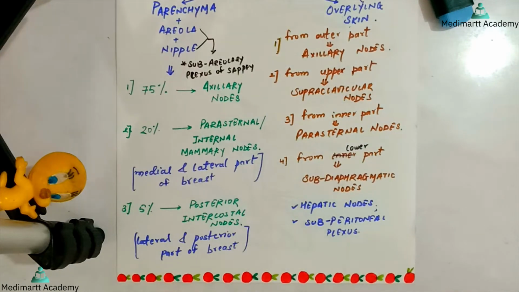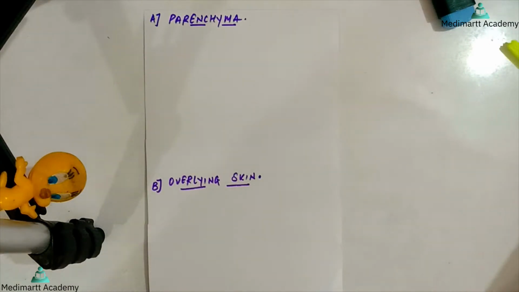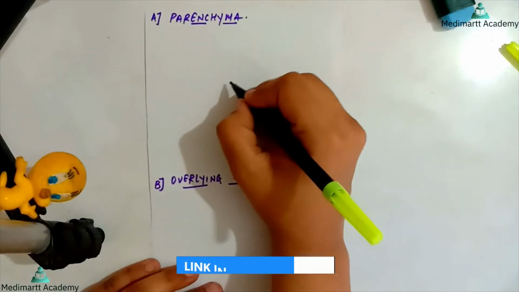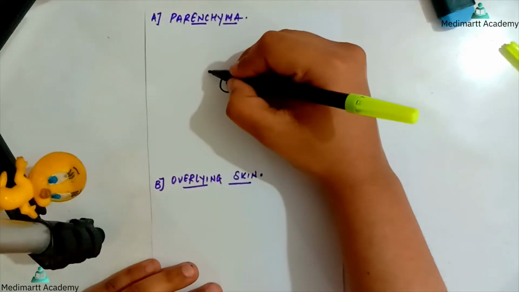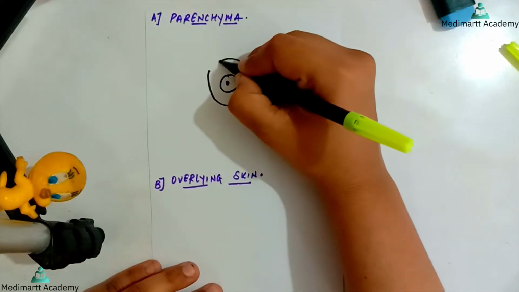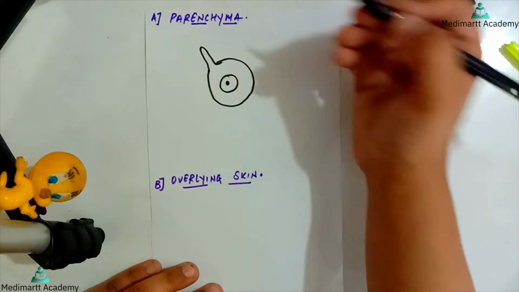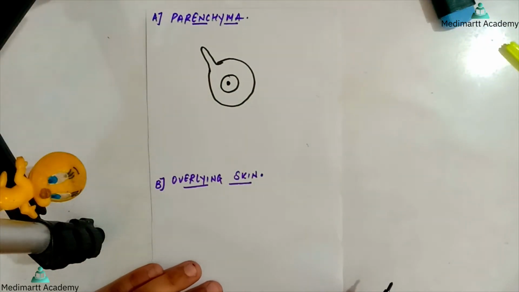So now we will see how to draw these diagrams. Okay, so first we will see those draining the parenchyma, including the areola and the nipple. So first we will draw the areola and the nipple. Okay, and this will be our breast, and this is the axillary tail of Spence. Okay, so first I will draw the nodes.